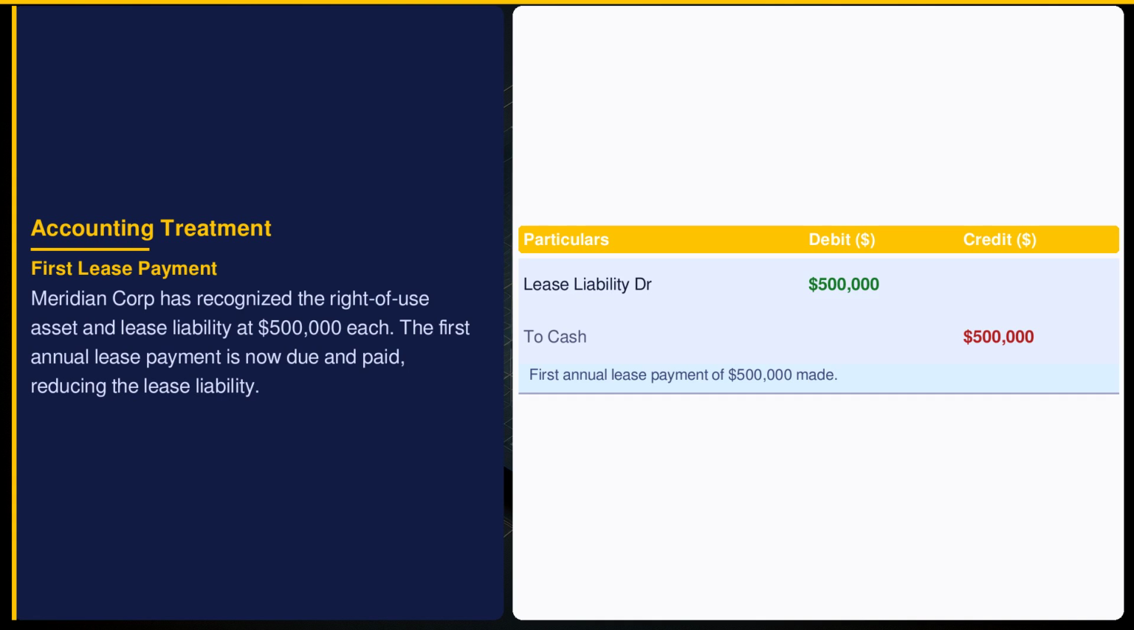Paying the first lease installment reduces the lease liability and cash by $500,000. Under ASC 230, this payment reflects Meridian's financial obligation fulfillment. The reduction in liabilities improves the company's net working capital position.